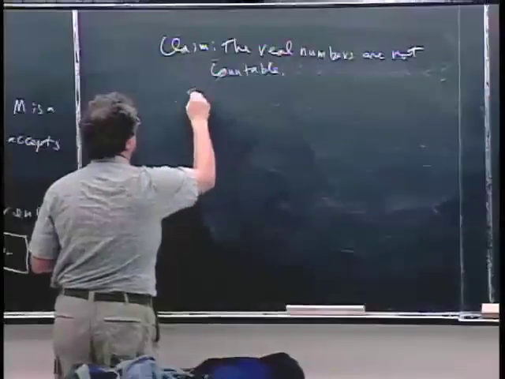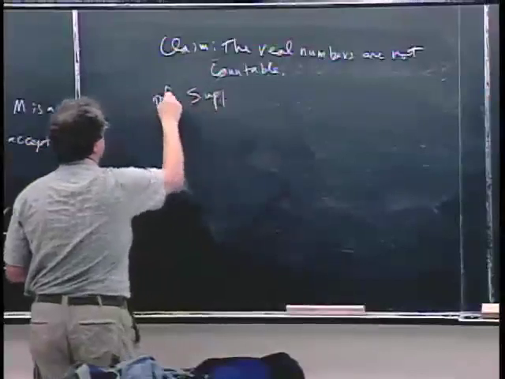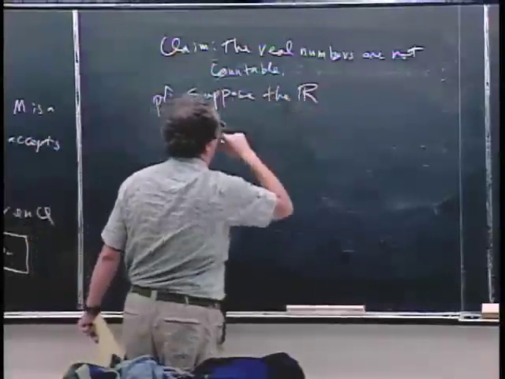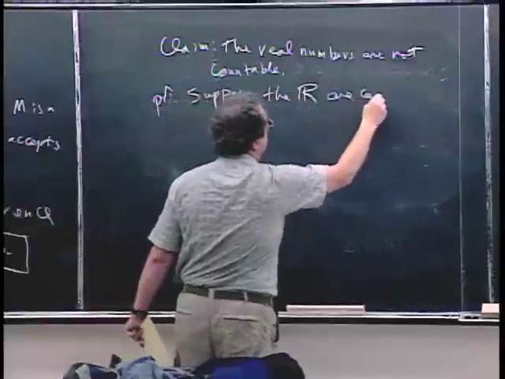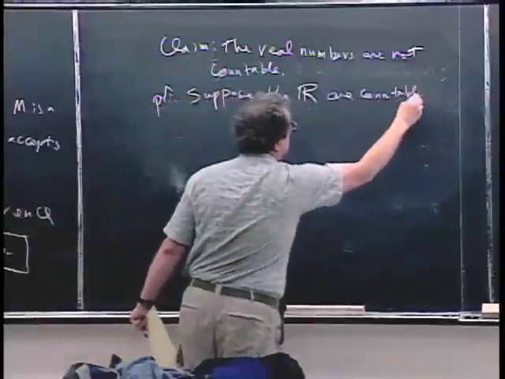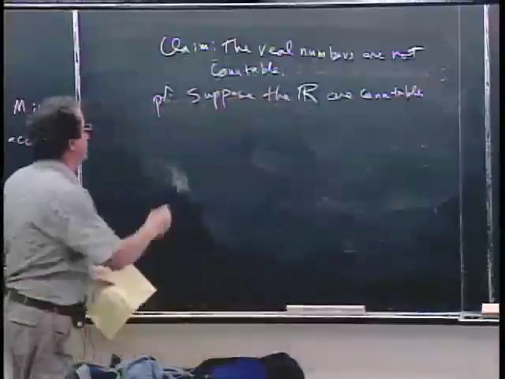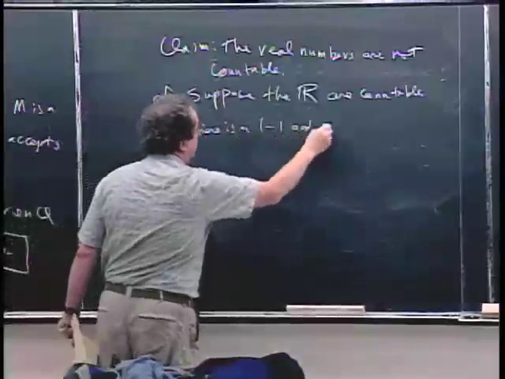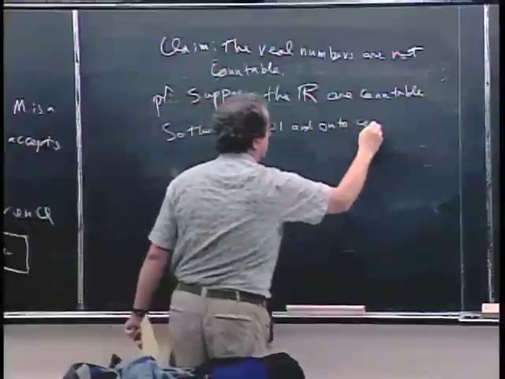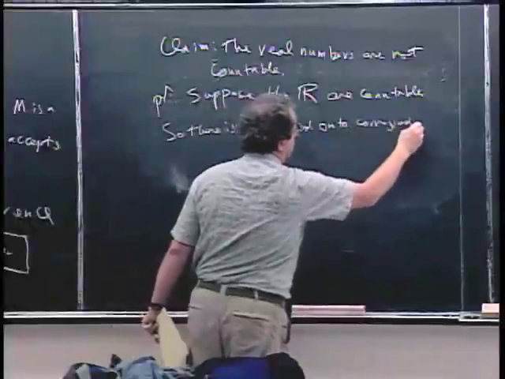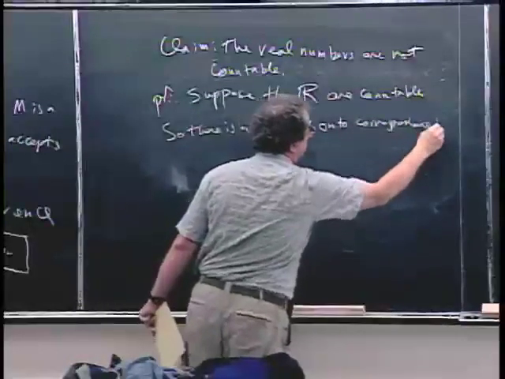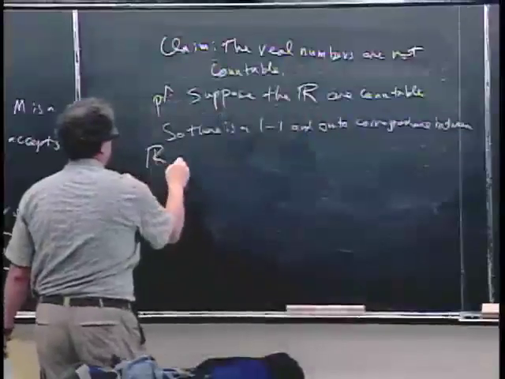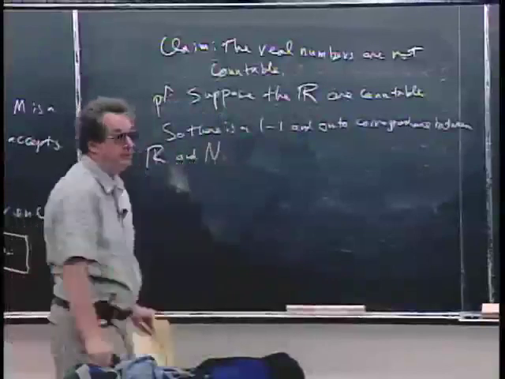The proof here is: suppose the reals, usually written like that, are countable. Countable means there is a one-to-one and onto correspondence between the reals and the naturals.